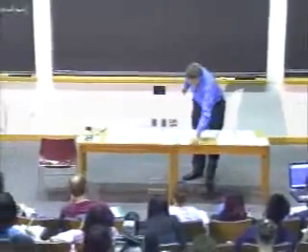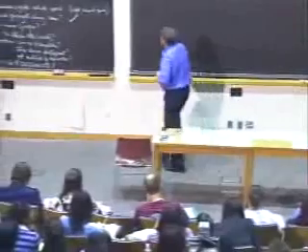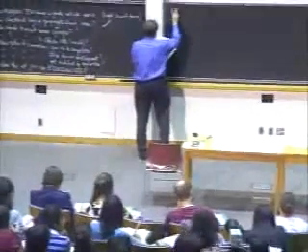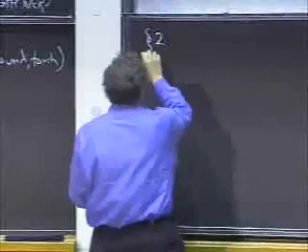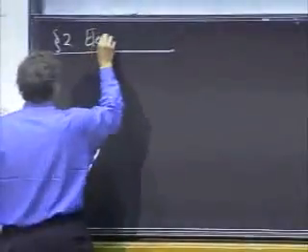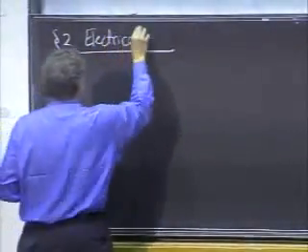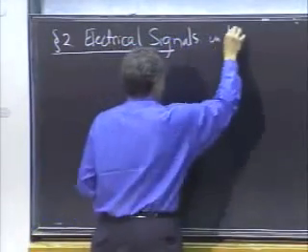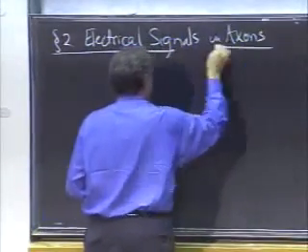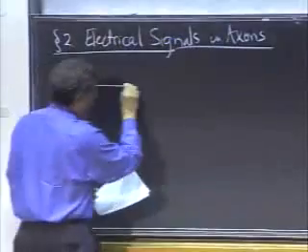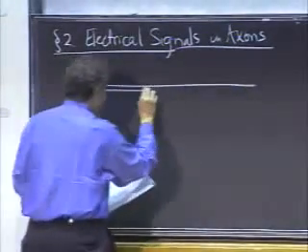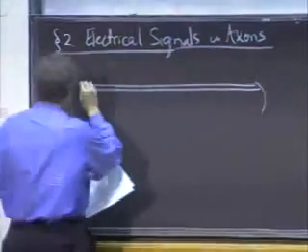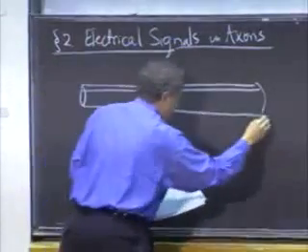Anyway, let's now dive into the specifics. So, electrical signals in axons. Here is an axon. We're going to give a very close-up view. Here's the lipid bilayer. I'm just going to take a cross-sectional view of my axon here.